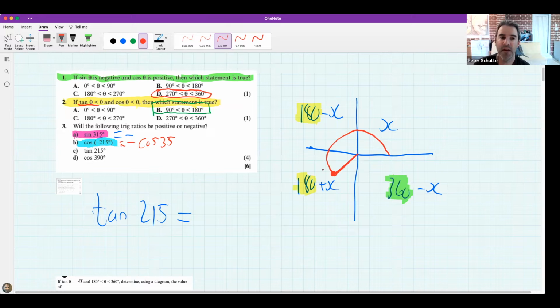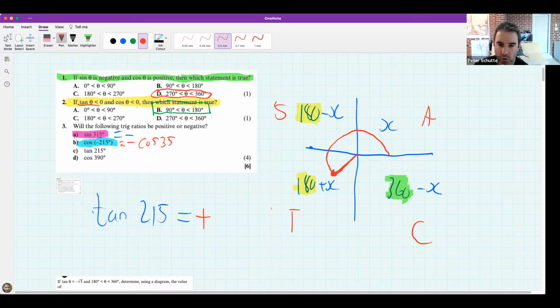Okay, now, if I think of the CAST diagram, I'm going to suggest that this ends up being positive because 215 is in quadrant 3. So give me a thumbs up if you understand why the tan of 215 is positive. Okay, now, if you look at 215, 215 is being symbolized by this.